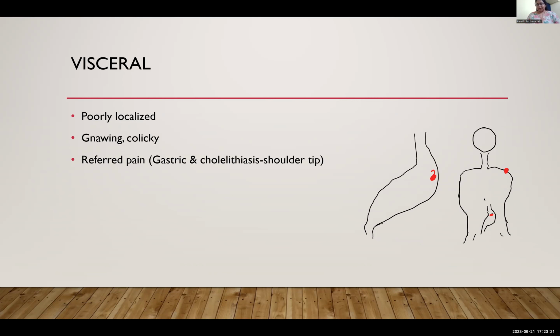Patient may have referred pain. For example, in gastritis and cholelithiasis, pain is referred to the tip of the shoulder. And similarly, for patients with ureteric pain, it radiates to the pelvis and often to the inguinal area. So this referred pain is again classic of visceral pain. So when you know which viscera can radiate pain to which part of the body, then it's very easy to diagnose visceral pain.